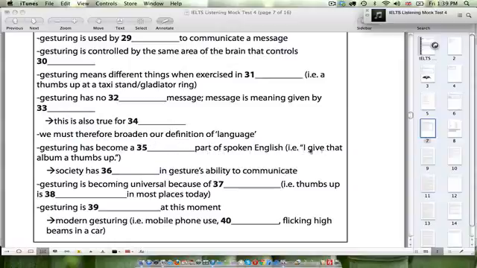Another example, let's listen for this example. Society has in gestures ability to communicate. Gesture is becoming universal because of, another example, listen for, in most places today. Thumbs up. Gesturing is at this moment, okay? Might be a verb or an adjective. Modern gesturing, mobile phone use, some more examples. Looks like an example with a comma and a comma around it. Now listen carefully and then a third answer example.